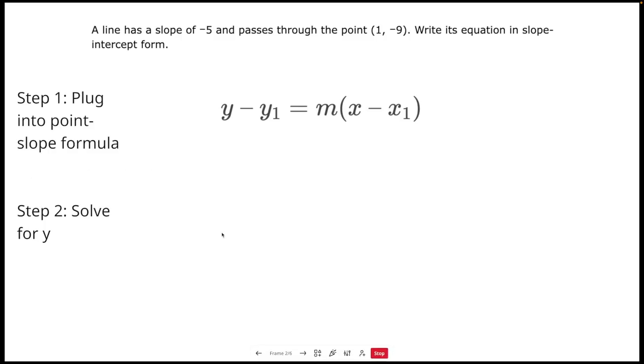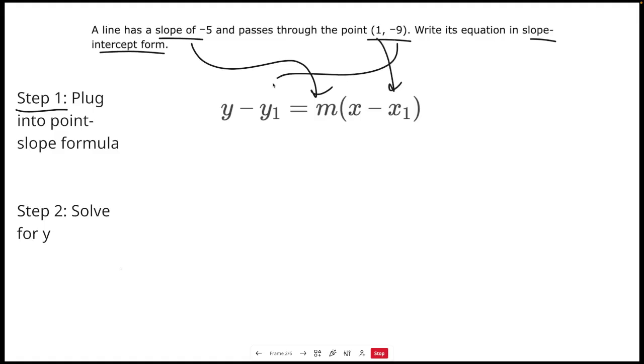All right, so here is our problem. They tell us it has a slope of -5, the point is (1, -9), and it wants it in slope-intercept form. So step one, plug it into the point-slope formula. Again, I'm going to go quickly here because this should be review. So we know slope goes here, x goes here, y goes here. So now we have y minus -9 equals -5 parentheses x minus 1.